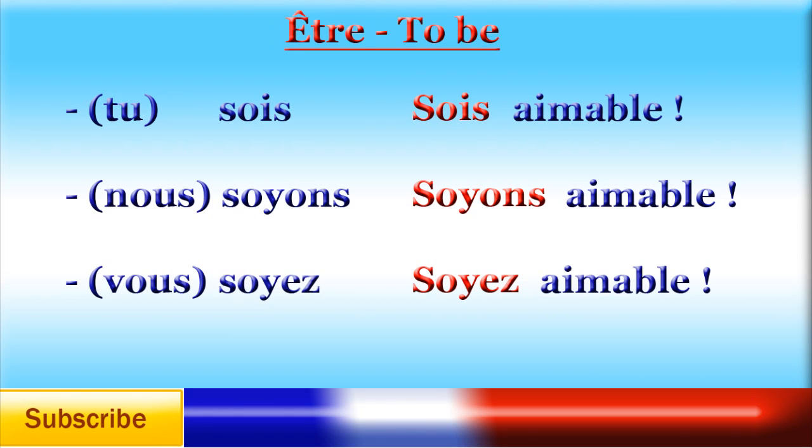Here is the verb être, to be, in the imperative. Sois, as in sois aimable, be nice. Soyons, as in soyons aimables, let's be nice. Soyez, as in soyez aimable, be nice. Sois, soyons, soyez.